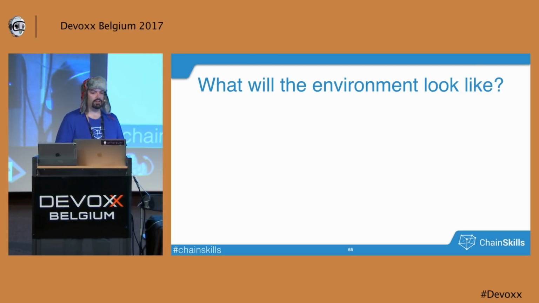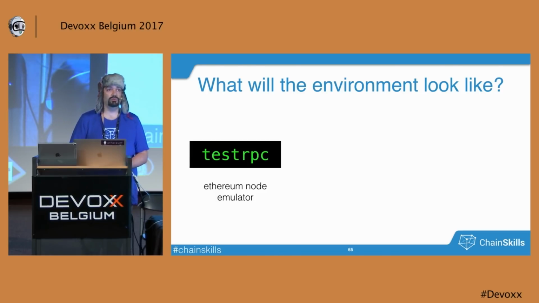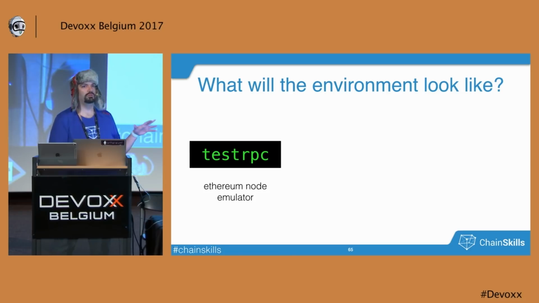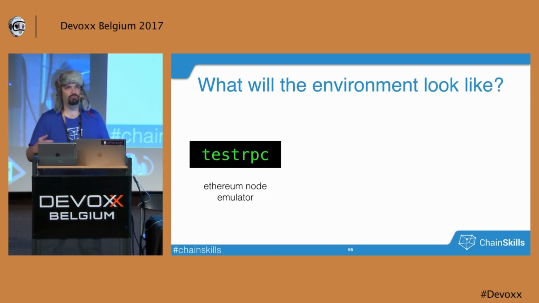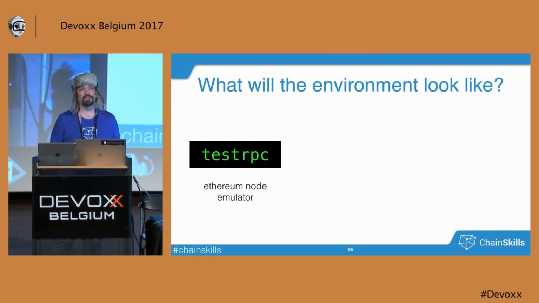So what will the development environment look like? First of all, we're going to use Test RPC. It's a command line tool that is actually an Ethereum node emulator. When you're developing, you don't want to develop with the real network where you have to pay real money to run your contracts, and you also don't want to wait real time for it to happen. On Test RPC, everything is instantaneous. It's completely fake. Everything happens in memory. Mining is instantaneous, and transactions are basically free. So that's very good for development.